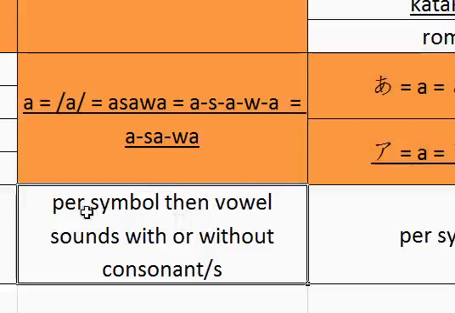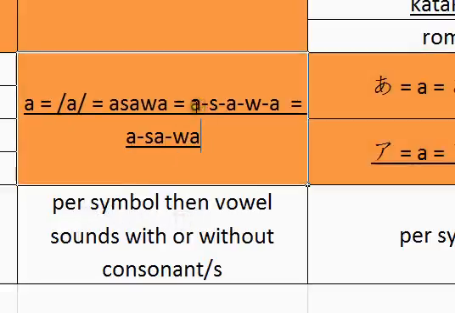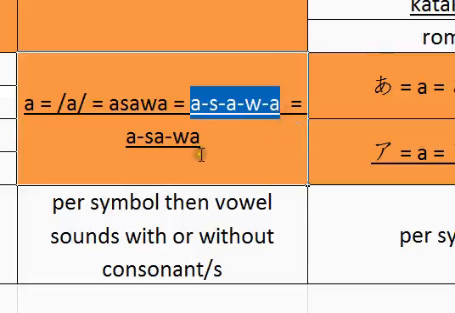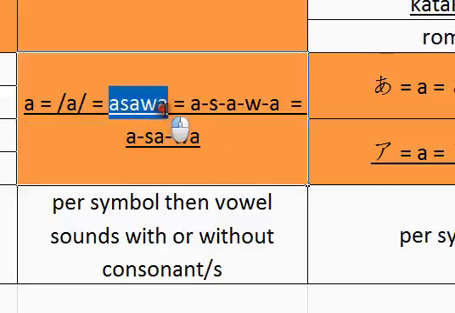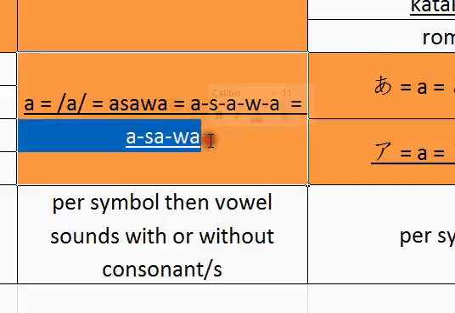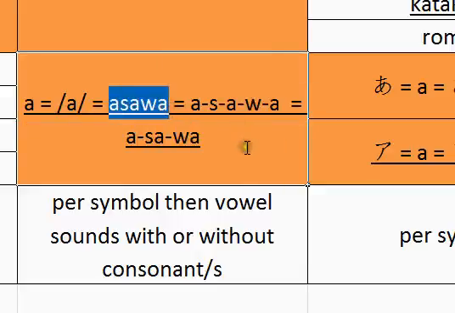What we do is we read them per symbol, just like here. Then a vowel sound with or without consonants, which is this one, and then we read it as a whole. Why do we do this? As I said, it's the syllables. This is how we cut words. This word is pronounced as asawa. If you're a man, this is your wife, and if you're a woman, this is your husband. So that is asawa in Filipino.